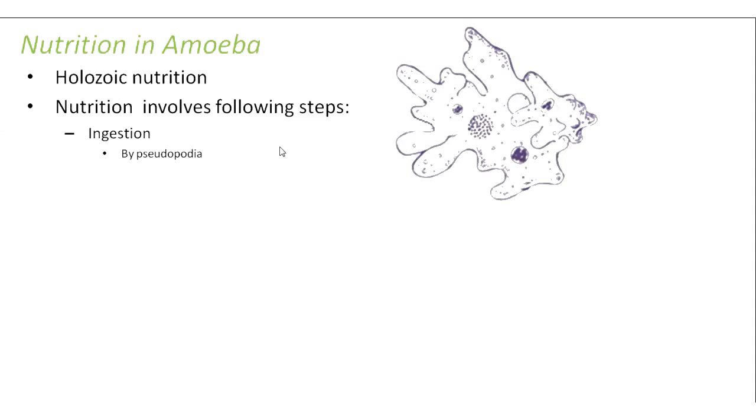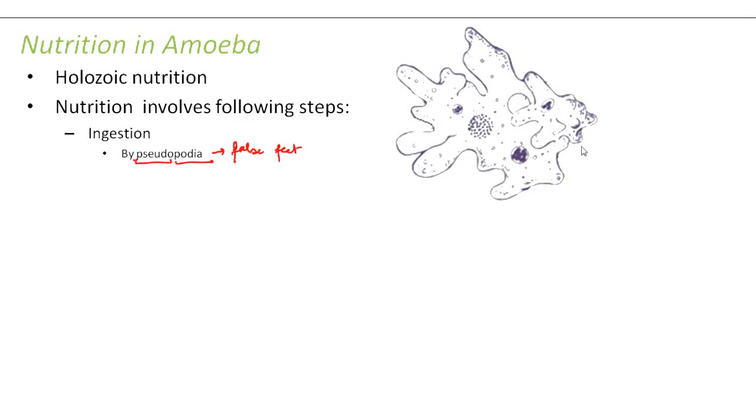Now let us see how the different steps of holozoic nutrition happen in case of amoeba. So the first step is ingestion, that means intake of food. For ingestion, amoeba uses the pseudopodia. What is pseudopodia? Pseudo means false and podia means feet. So pseudopodia is false feet. What is false feet? It is nothing but a temporary extension of the cytoplasm.